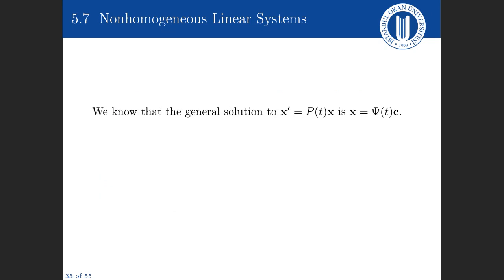Last week we talked about how the general solution to x prime is equal to P(t)x can be written as x is equal to the fundamental matrix Psi of t multiplied by a constant vector c. The key idea in variation of parameters is we're going to guess that the solution to the non-homogeneous system can be written in the form capital Psi of t, and then instead of a constant vector c, a vector function u of t. Can we find the vector function u of t?